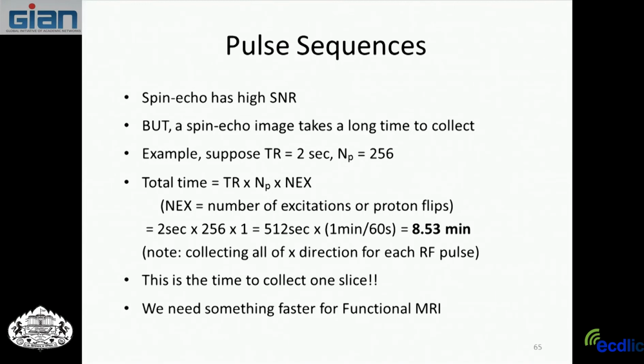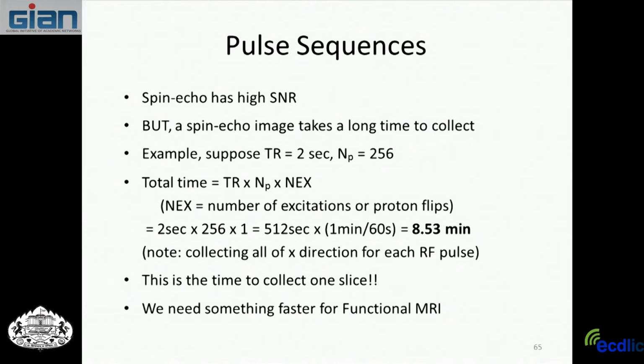Okay, so spin echo has high signal to noise ratio, which means we're going to get a lot of signal and just a little bit of noise, and it's because of this wonderful refocusing that we're doing of the pulse. The problem is that it takes a long time to collect.